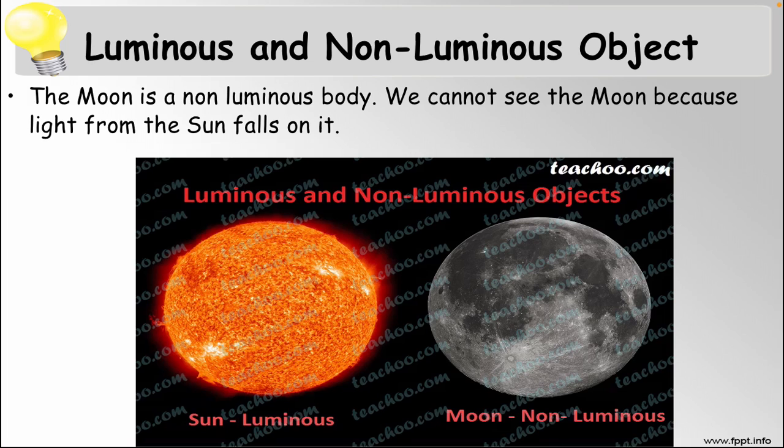Non-luminous objects. Things which cannot give out light by themselves are called non-luminous objects. For example, a book, a table, house, door, etc. Like tree, book, shoes, animals, they don't give us light. So they are all non-luminous objects.